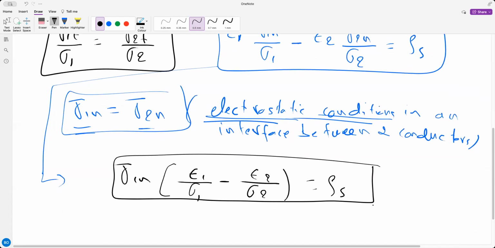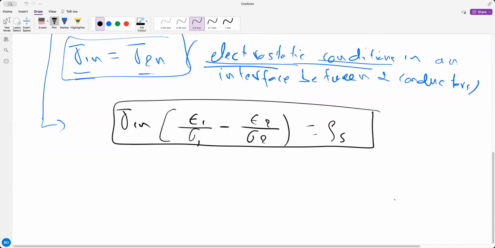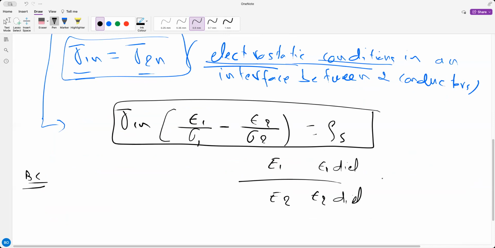You can also think about another boundary condition when you have a dielectric medium 1 and dielectric medium 2, and you have E1 and E2, and try to calculate or apply the boundary conditions. Any questions? Do you have any question?